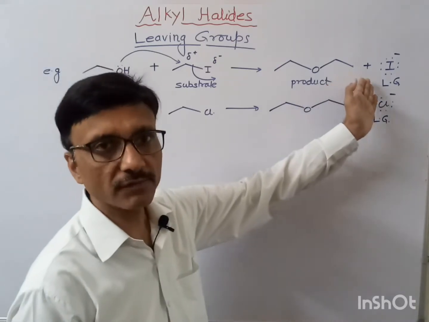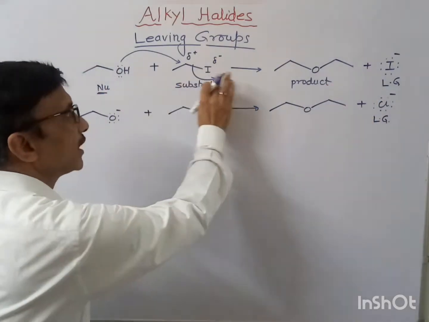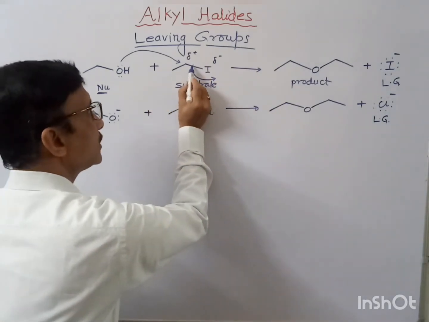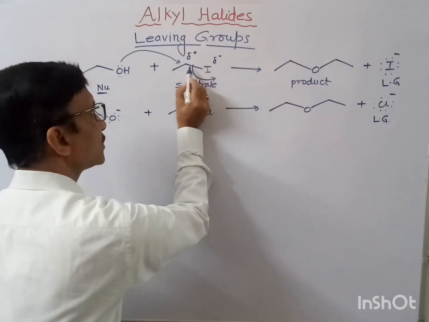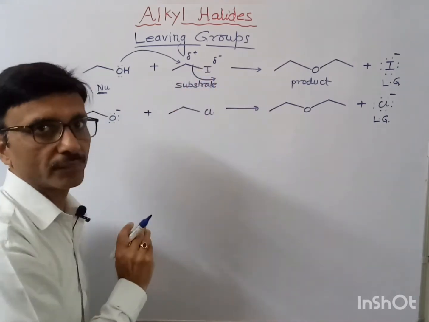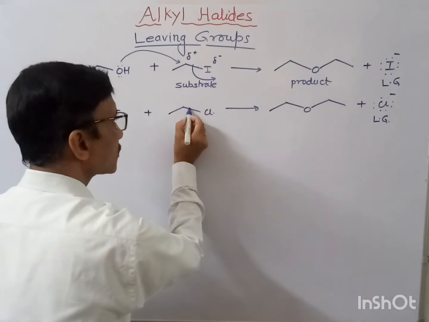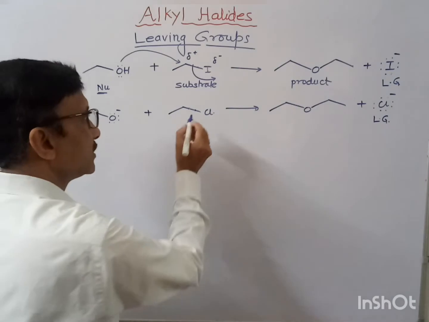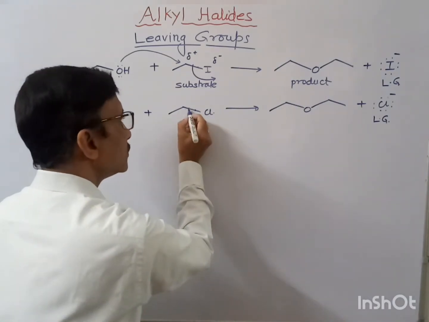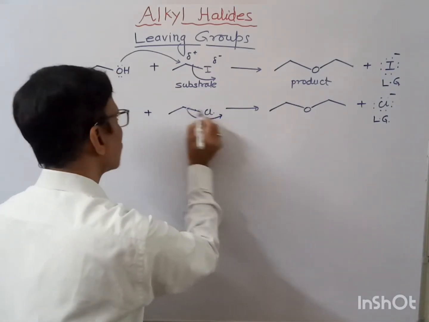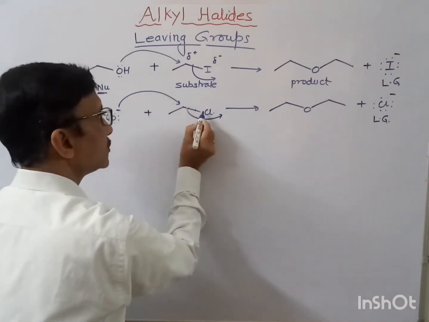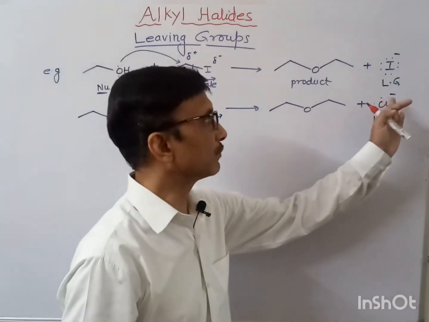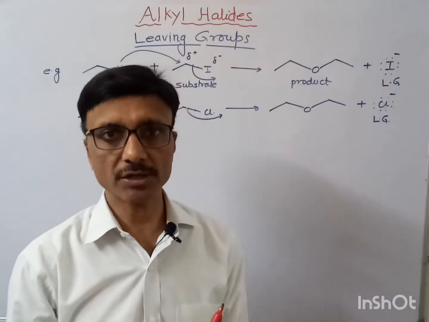And how are we getting this leaving group? When this iodide ion is leaving out. How is this iodide ion leaving out? This iodine accepts the bond pair of electrons, and it leaves out. Again here also two bond pair electrons are present, and when the nucleophile attacks, this chloride ion will leave out with these two bond pair electrons and acquire a negative charge.